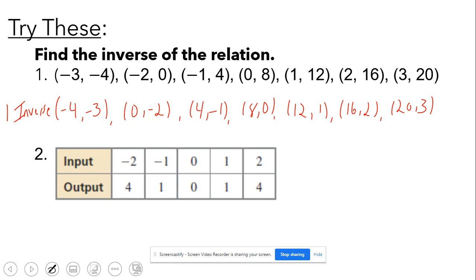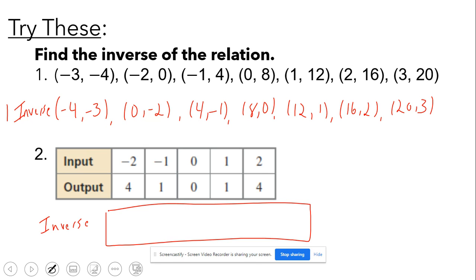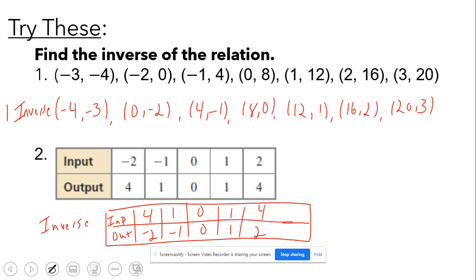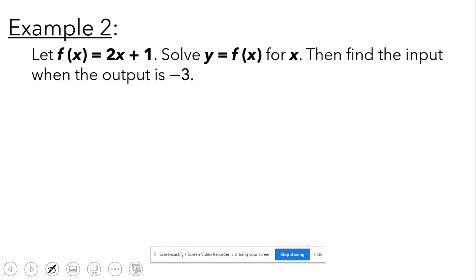just switches those around. If I see it in terms of a table, again, my inverse would just switch my inputs and my outputs. So my inputs and my outputs would just switch around. So instead of having negative 2, 4, I would have 4, negative 2. Instead of having negative 1, 1, I would have 1, negative 1. And you could fill out the rest of the table on your own. This one would actually be the same. 0, 0, 1, 1 would be the same. And then I would have 4, 2. So you're just switching the inputs and the outputs.